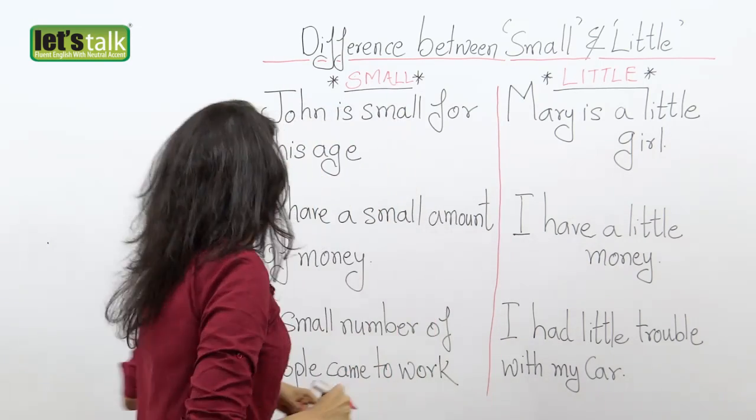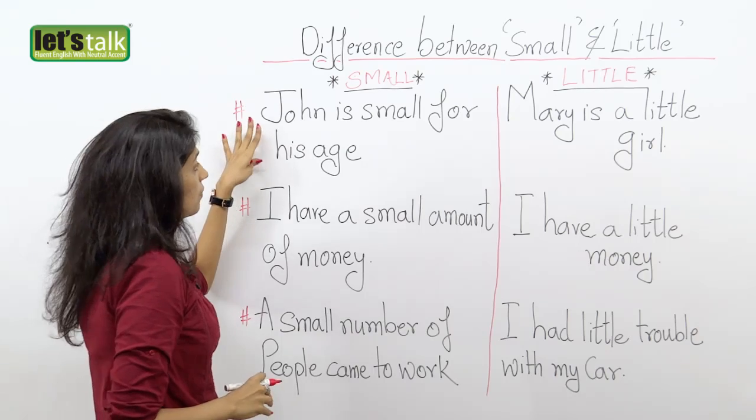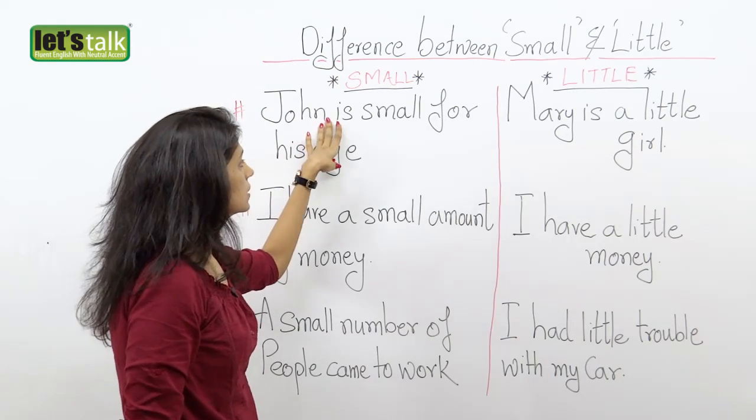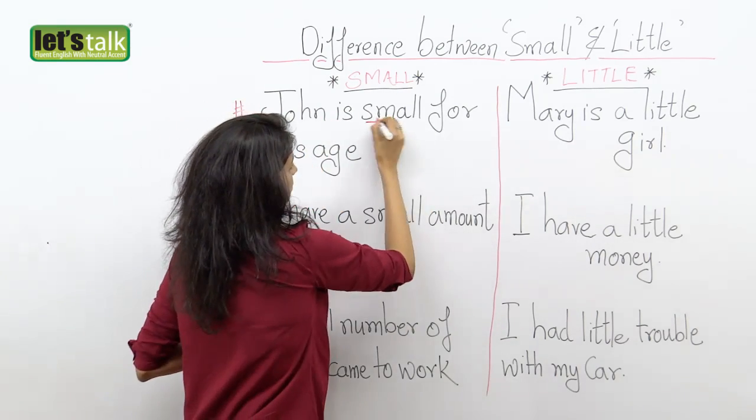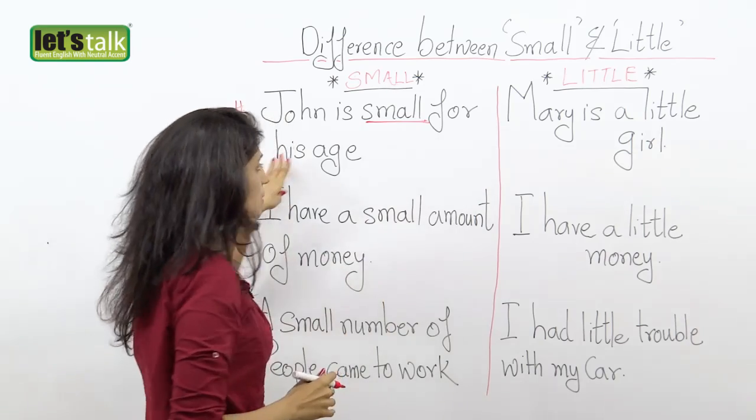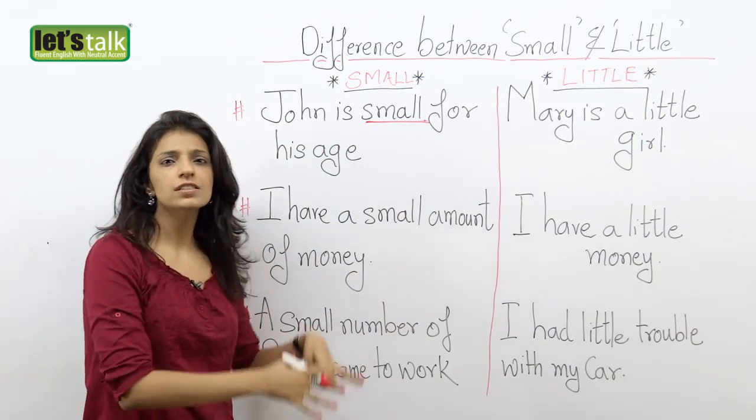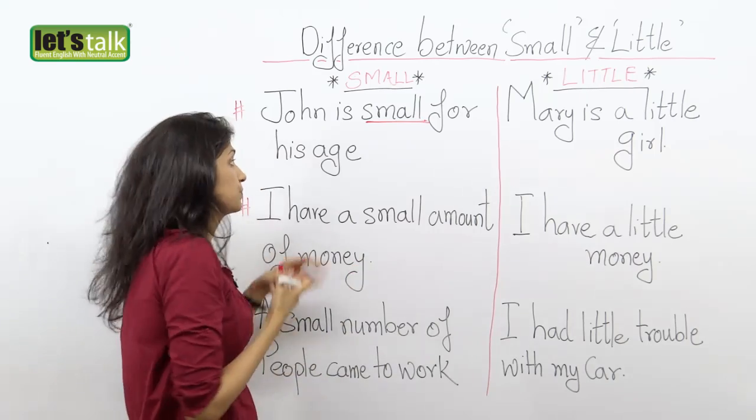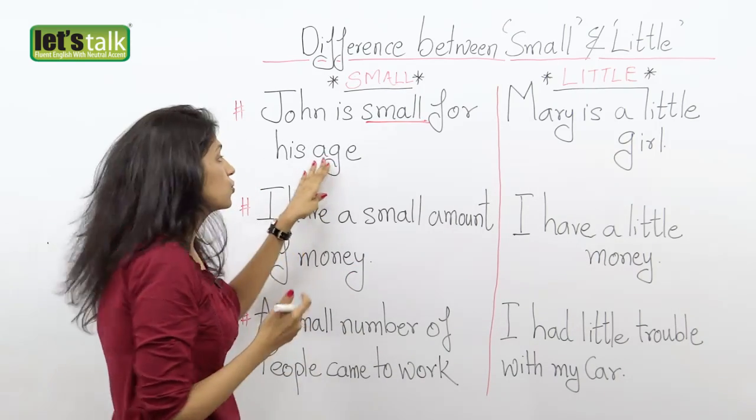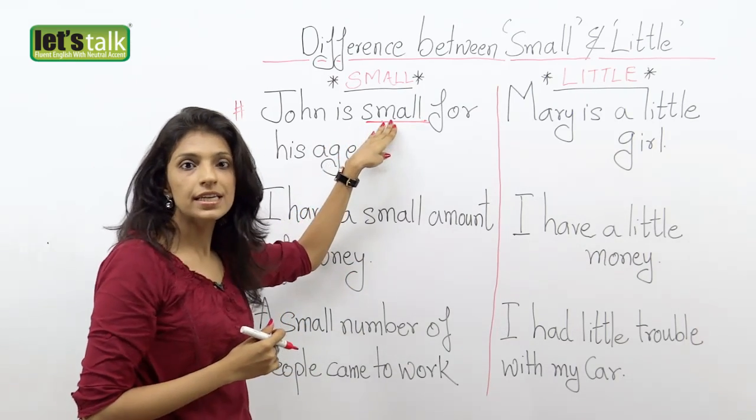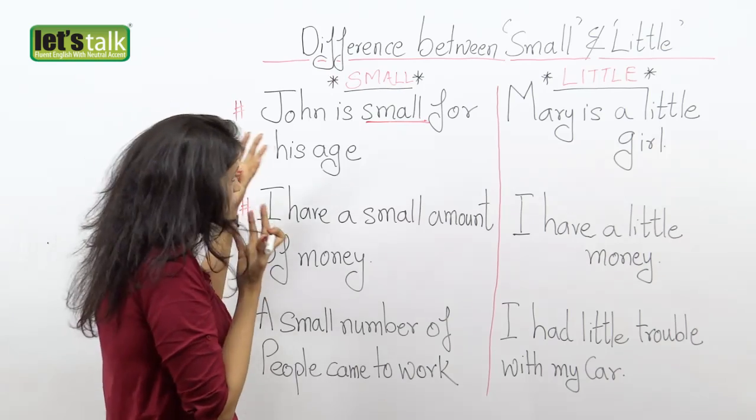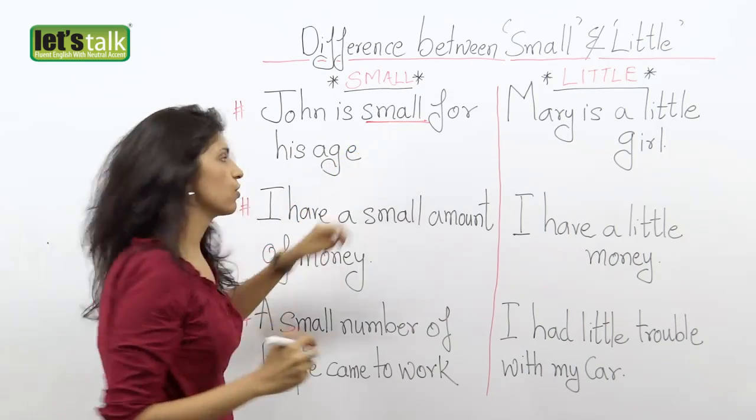Alright, so let's start. Now I have an example here. John is small for his age. So when I say John is small for his age, that means he's short. He's not taken up too much height as per his age. So here we use small to indicate when you talk about height or size of a person.